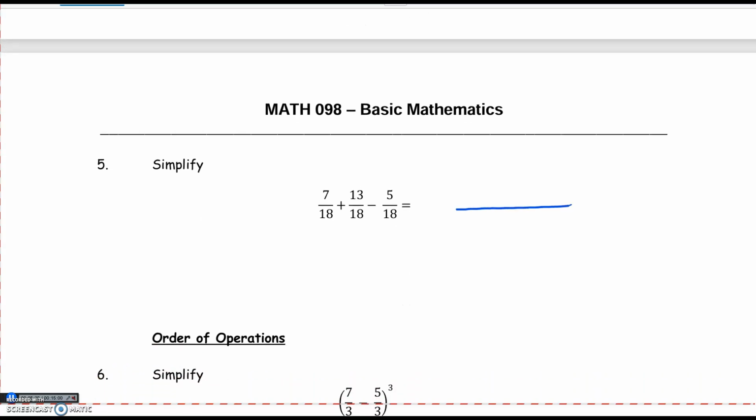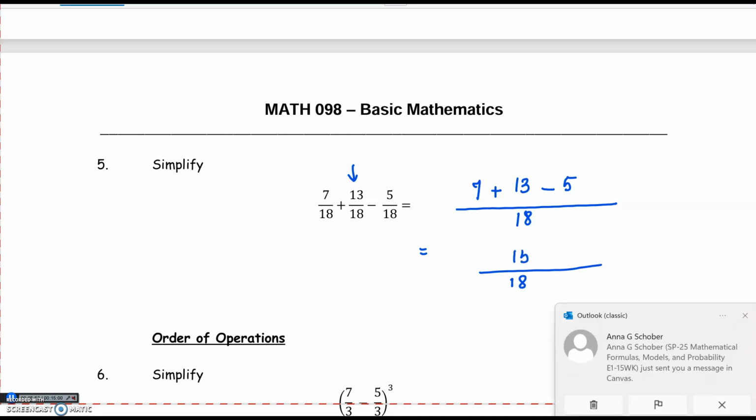Same thing here, like fractions, 18 in the denominator. What are we counting? We're counting 18ths. 7 from the first, 13 18ths are added on because of the second fraction, but now we have to get rid of 5 of the 18ths. So it's basically doing a count. We're counting 18ths, so that's our common denominator. 7 plus 13 is 20. 20 minus 5 is 15.